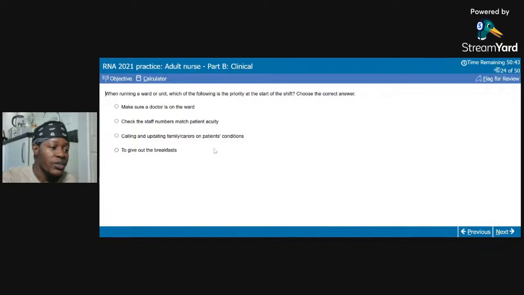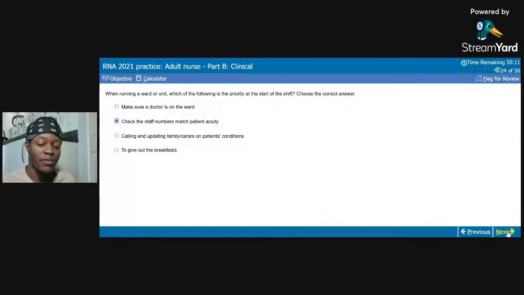When running a ward or unit, which of the following is the priority at the start of the shift? Choose the correct answer. A. Make sure a doctor is on the ward. No. Check the staff numbers match patient acuity. I think so. Calling and updating family or carers. No. Yeah, check the staff numbers match patient acuity.